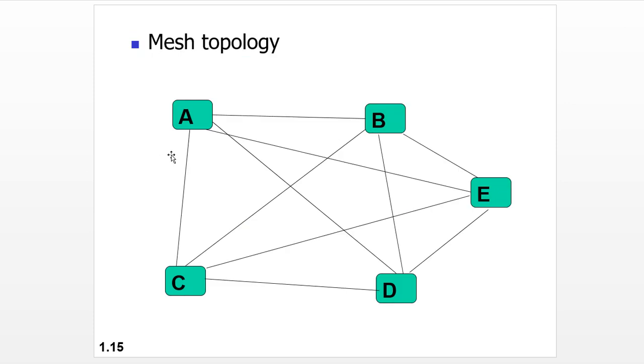There are 5 nodes I have taken. There is a formula for finding the number of links required to form a mesh topology, that is n into n minus 1 divided by 2. That was the formula. Now, as I have shown, in the mesh topology there is a dedicated link between every pair of nodes, from A to the other nodes like B, C, D and E. We had a dedicated point to point link between those nodes.